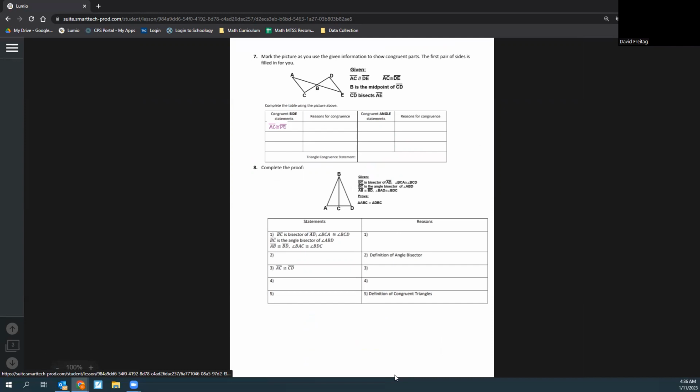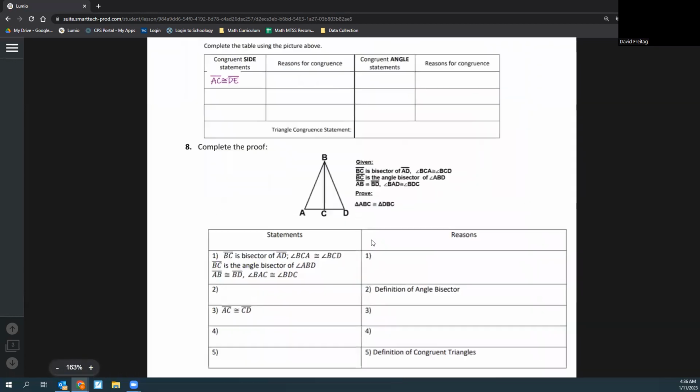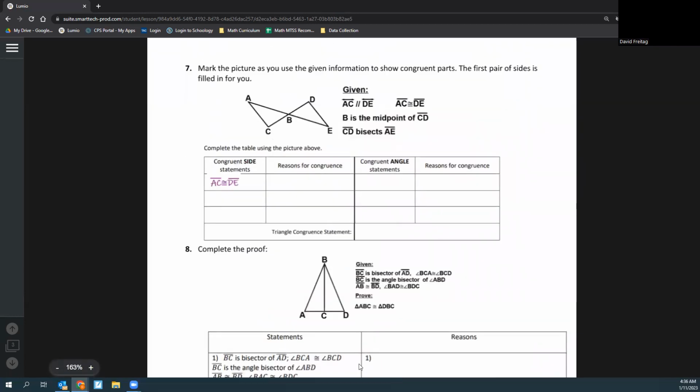Now let's look at number 7. It says, mark the picture as you use the given information to show the congruent pairs or congruent parts. The first pair of sides is filled in for you. AC is congruent to DE. AC is congruent to DE. And the reason for that is it's given. It's a given piece of information.